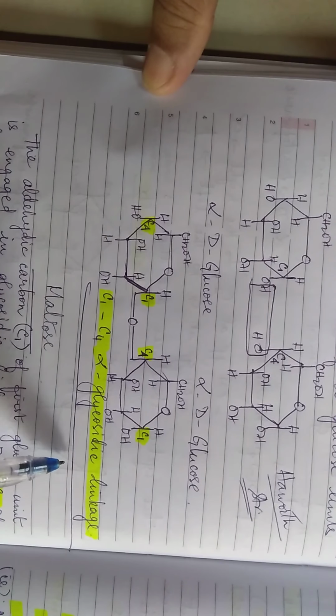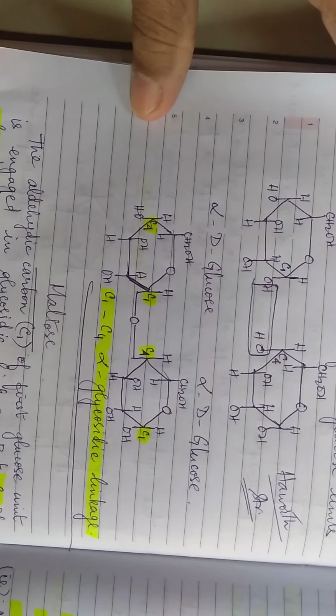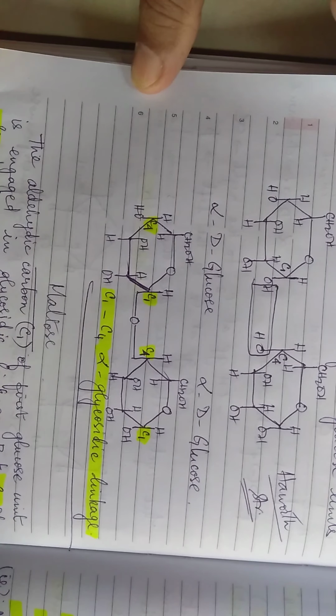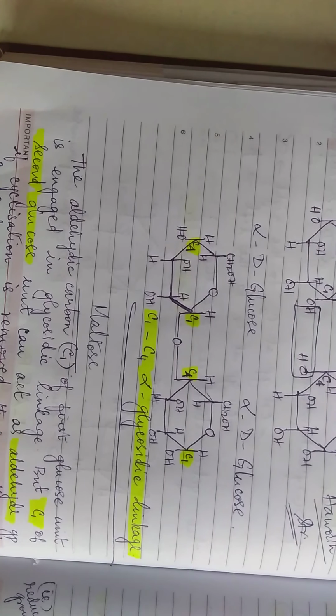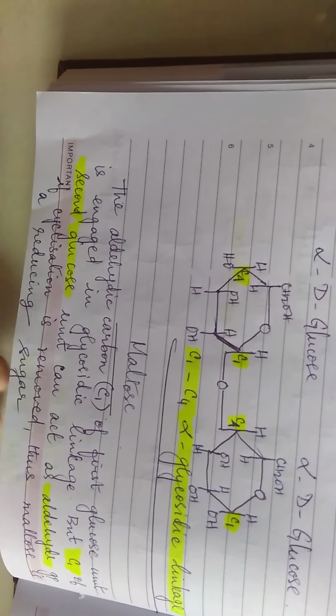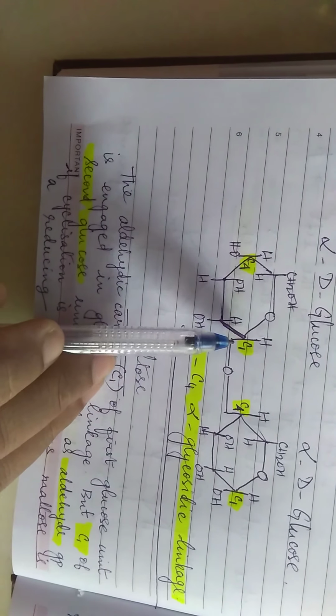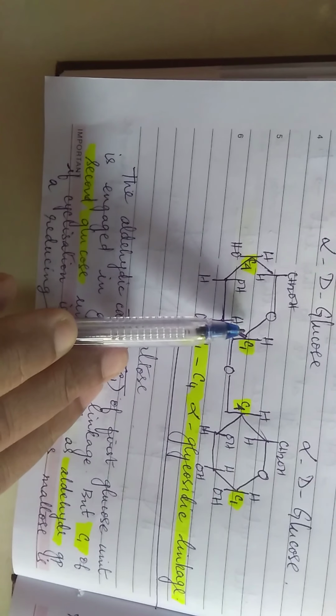This is again a very important question: what is glycosidic linkage? Show diagrammatically. Now, the most important thing that you need to know is the aldehyde carbon of this glucose. In the open chain form, it was an aldehyde, is it not?